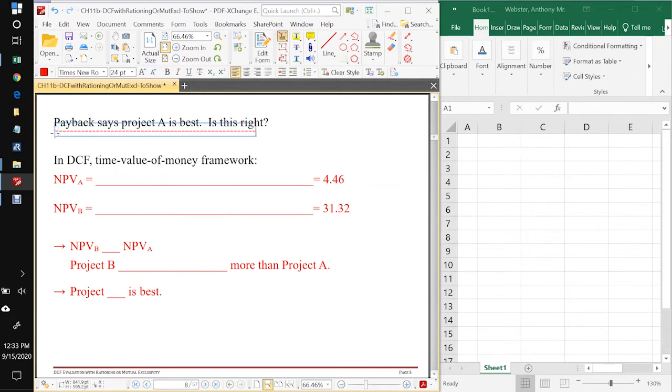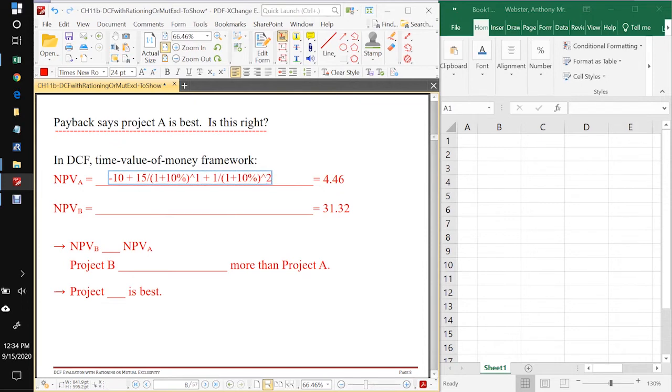Okay, so let's think about when this might be right and when it might not be right. So in our DCF time value of money framework, we can get the NPV for project A. That's going to be minus 10, plus 15 divided by 1 plus 10% raised to the 1, plus 1 over 1 plus 10% raised to the 2.